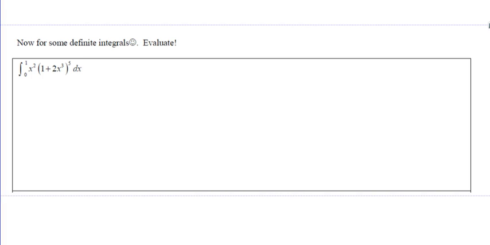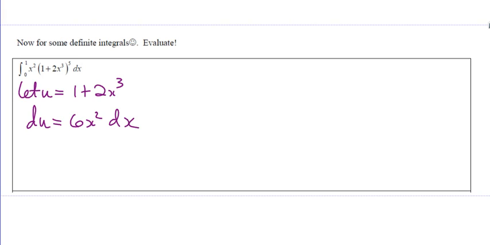If that's u, then I'm going to get a 6x squared. Okay, I got an x squared dx. Having that, I can then carry on. So let u equal 1 plus 2x cubed. du is 6x squared dx. So 1/6 of du, right? We want x squared dx, so we take 1/6. So 1/6 of du is x squared dx. Now we have the thing we can replace with the du, and the thing we can replace with the u.